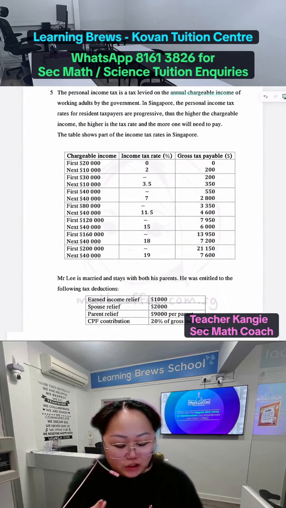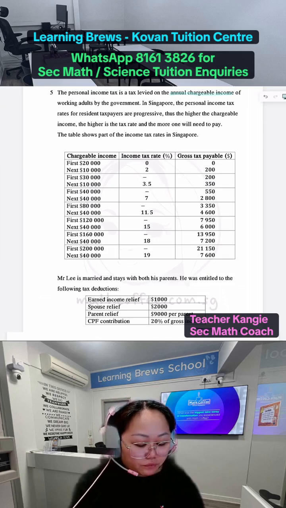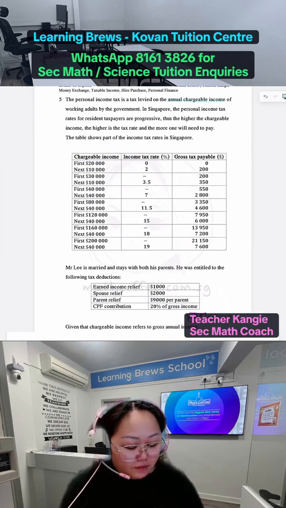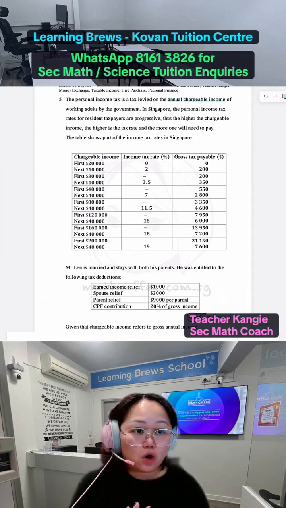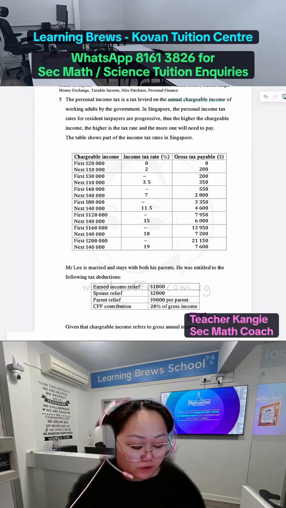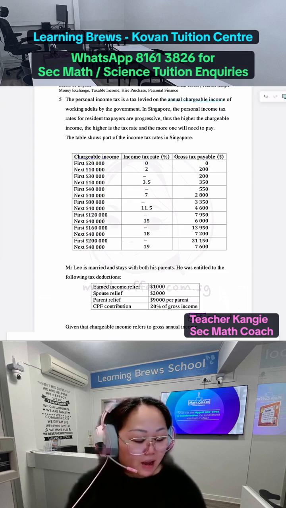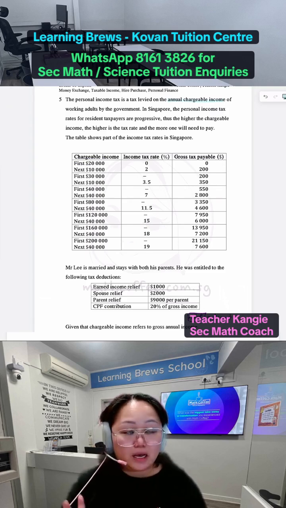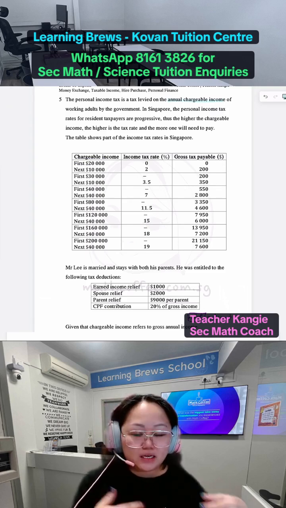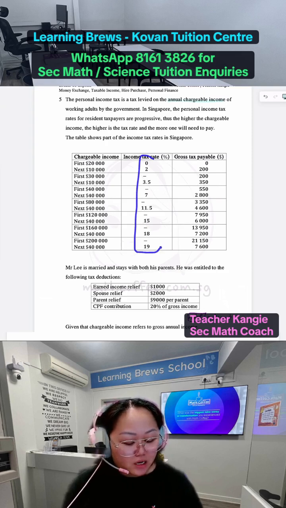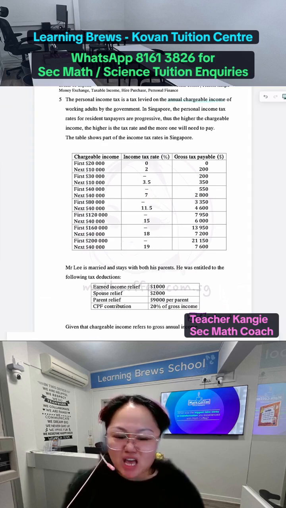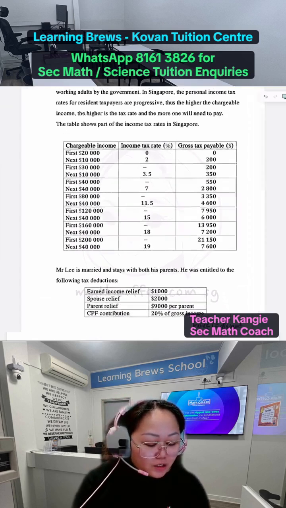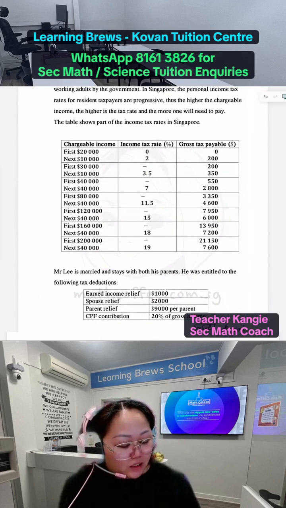Now let me digest a little bit how this table works. Let's say you earn maybe 20,000 for that year, and after all your relief and everything, your chargeable income is 20,000. The good news is, if it is 20,000, you don't pay any tax, zero. This table means that the more money you earn, the more they will tax you, because you can see the percentages are 0, 2, 3.5, 7, 11.5, 15, 18, and then 19%. So the first 20,000 is $0.